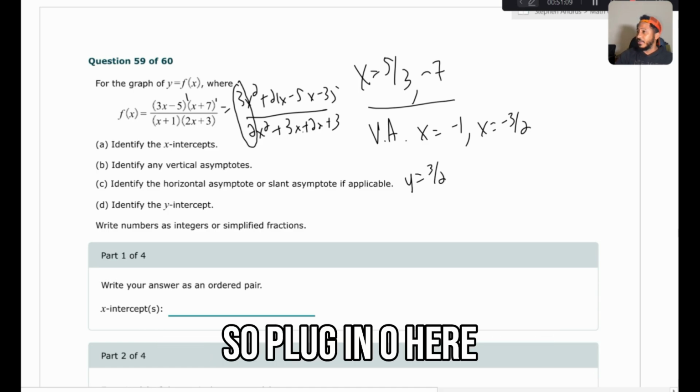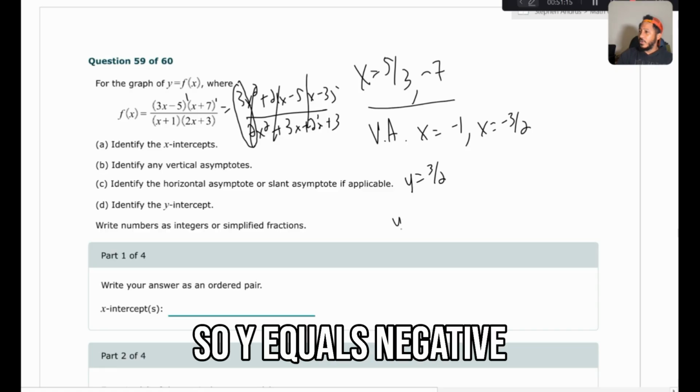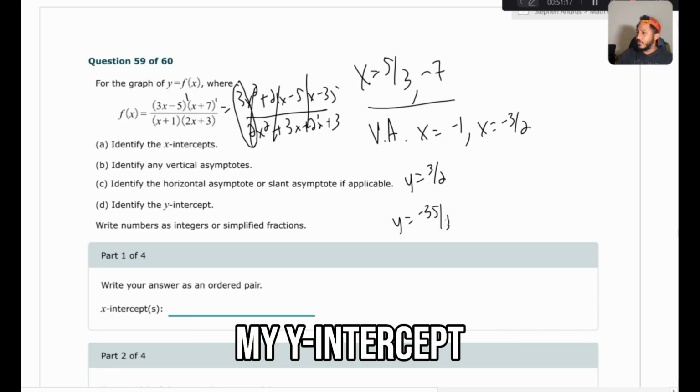So plug in 0 here. Notice all this stuff will go away. So we get negative 35/3. So y equals negative 35/3 would be my y-intercept.